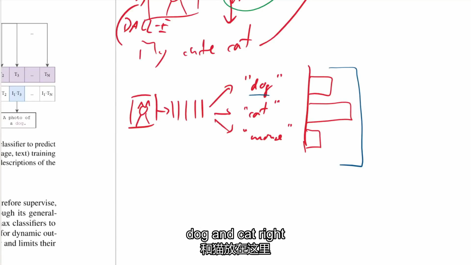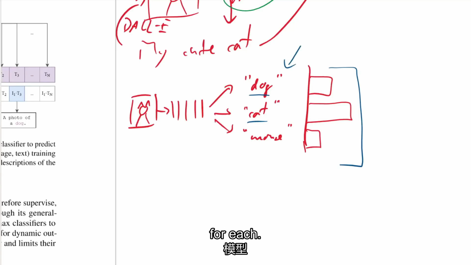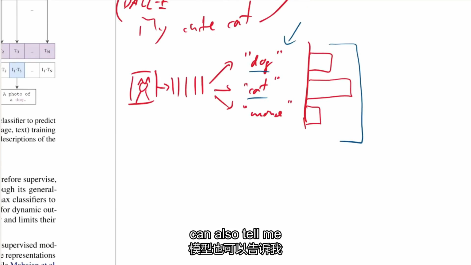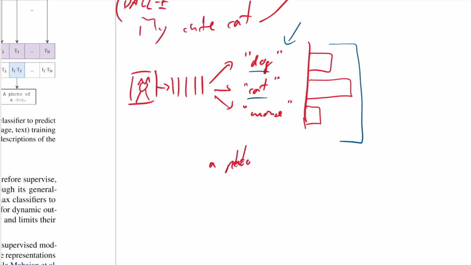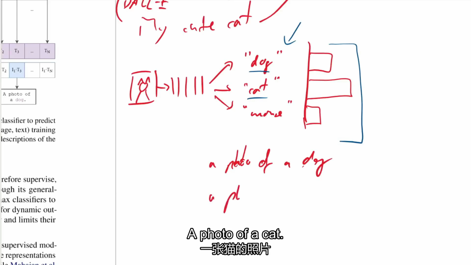So I don't want to just put dog and cat right here, even though those are the labels in that task. If I had an ImageNet classifier, I would put all of the 1,000 possible classes and ask the model for each: how likely is that label to go with this image? And the model can produce text. But the model can not only produce the single word dog, it can also tell me how likely is the phrase a photo of a dog, or how likely is the phrase a photo of a cat, and so on.